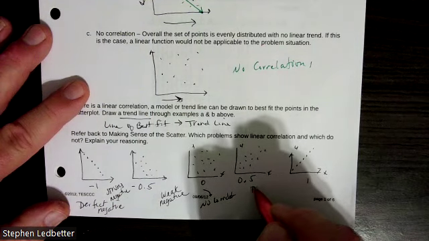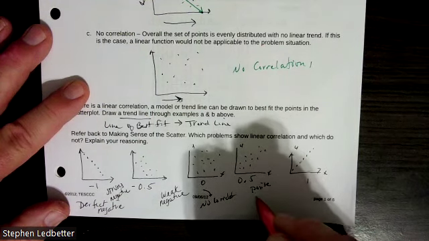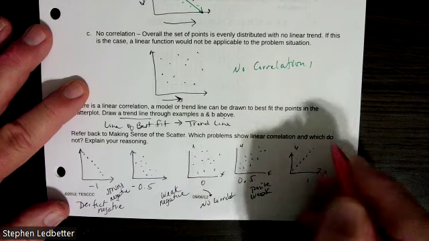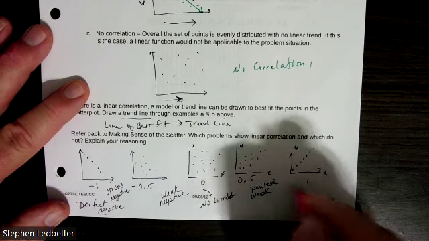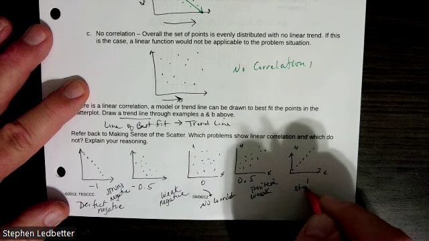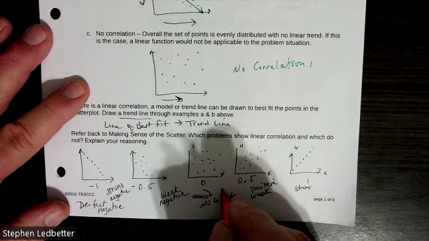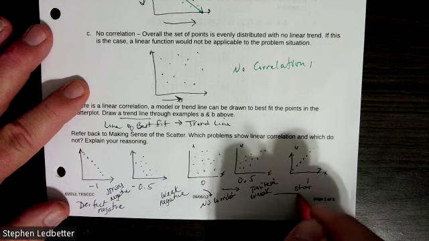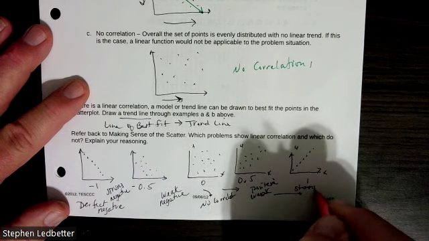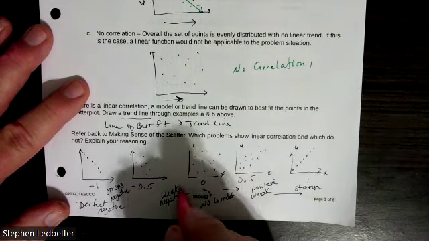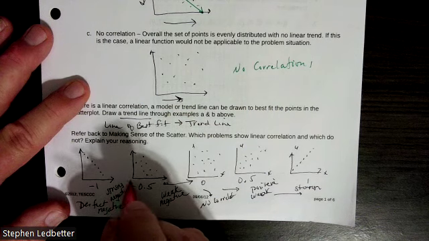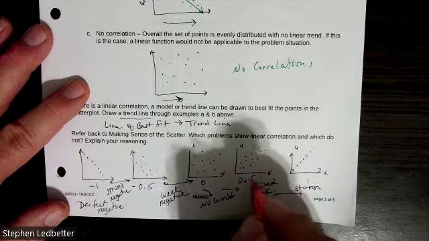This one is a positive, weak correlation. You can say weak positive correlation, it doesn't really matter. And this one is strong. Anything from here to here is weak positive, and anything from here to here is strong. It's just like this guy. Anything from here to here is weak. Anything from here to here is strong.